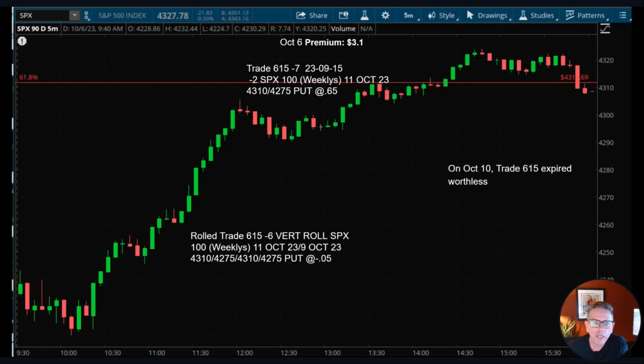At the end of the day, on October 10th, the trade expired worthless. And that was it, basically, for that trade. So rolling that trade over and over again allowed us to gain additional premium, even though we used some debits, just for protection there, because you can't always get a credit on it. And you want to be farther away from the market. But it works out in the end, all right?